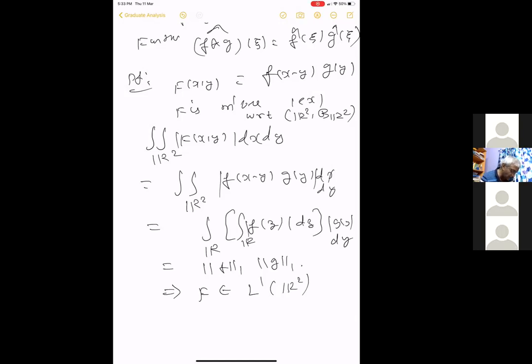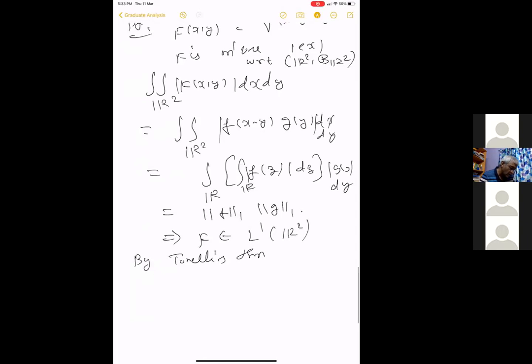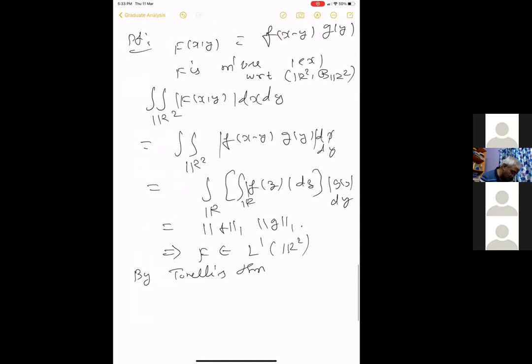So by Fubini's theorem, which we have proved, the integral over R of F(x, y), you can take either dx or dy, whatever. Let us take dy. This exists.